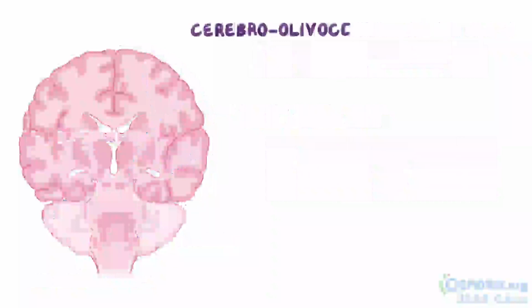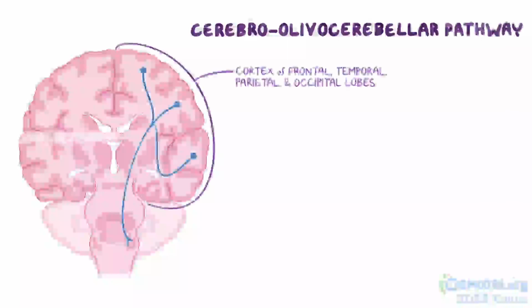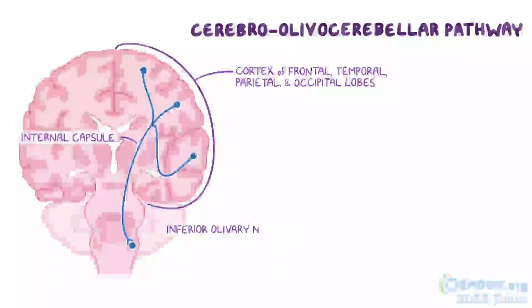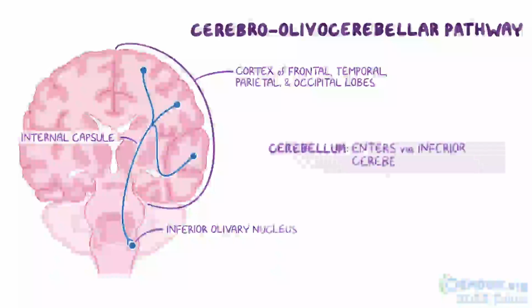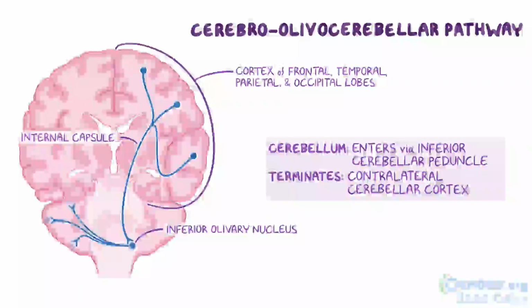The cerebro-olivocerebellar pathway also begins in the cerebral cortex of the four lobes and sends its fibers through the corona radiata and internal capsule, where the fibers synapse in the inferior olivary nuclei. After synapsing, these fibers cross the midline and travel through the inferior cerebellar peduncle to synapse with the contralateral cerebellar hemisphere.